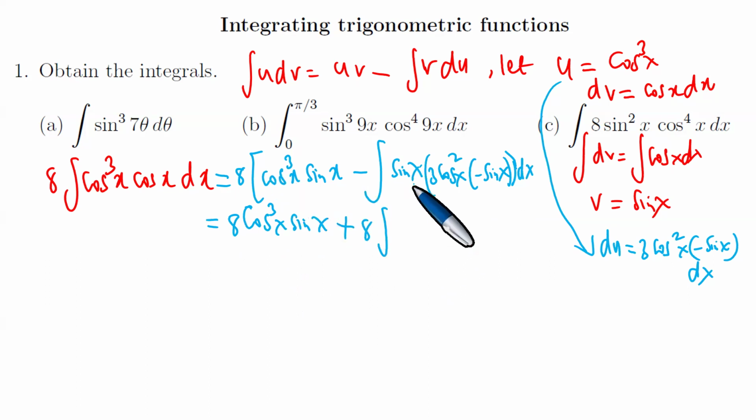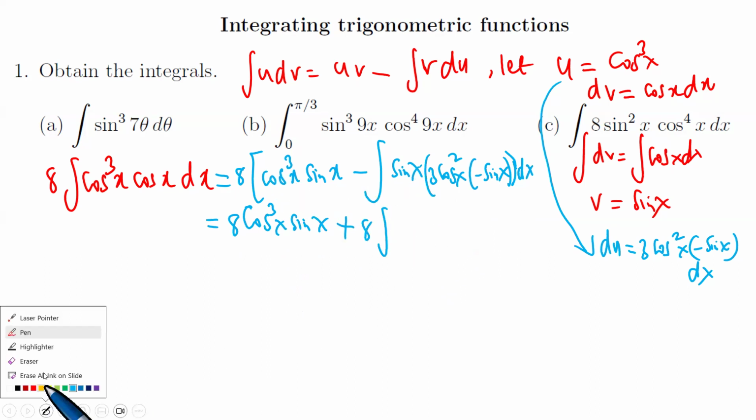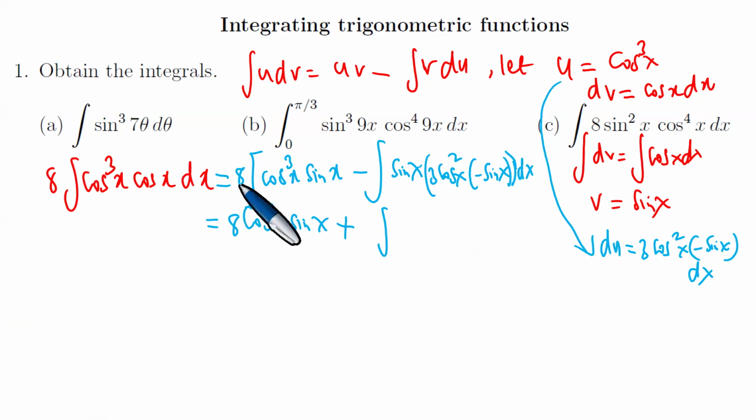Okay, but it's 8 times 3, and 8 times 3 gives us exactly a 24. Then you have the sine squared x, and this one becomes exactly cosine squared x dx, like so.